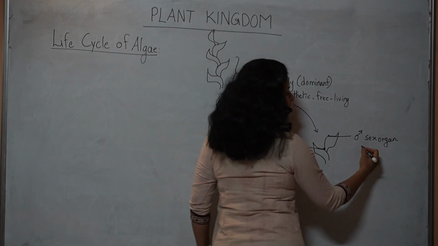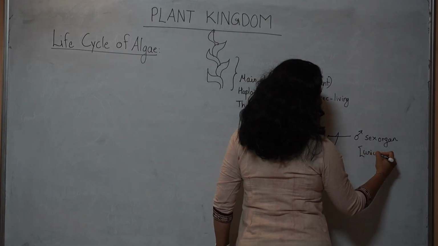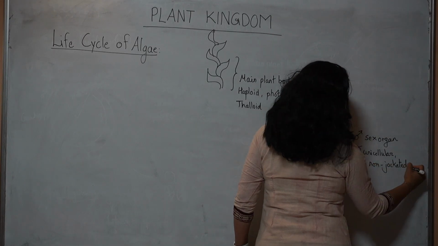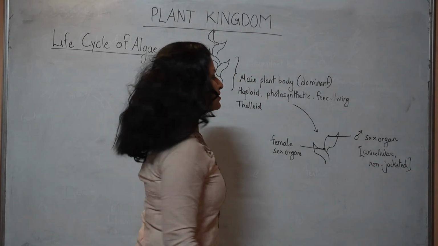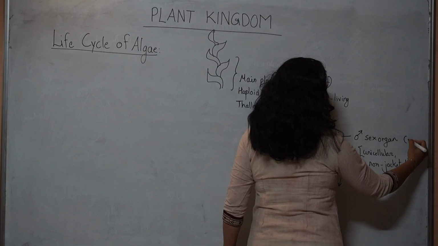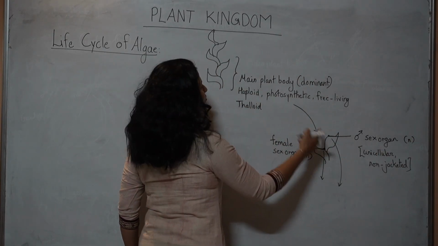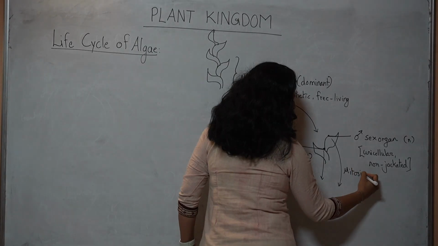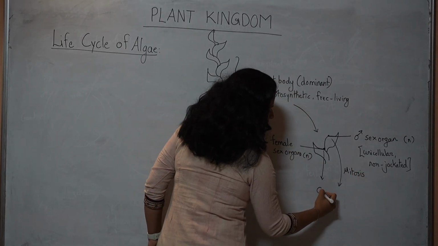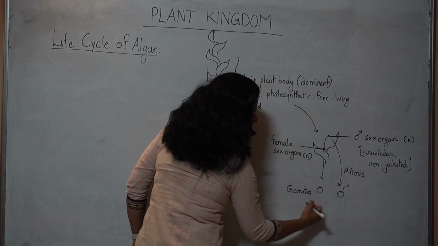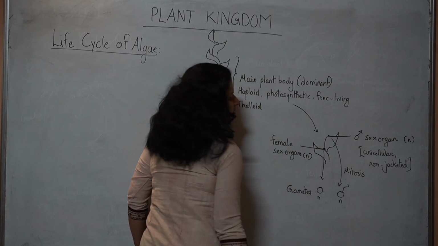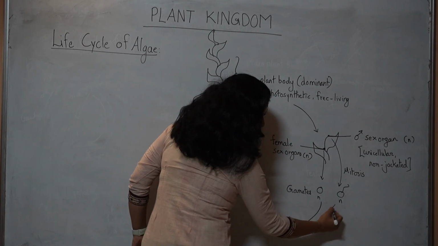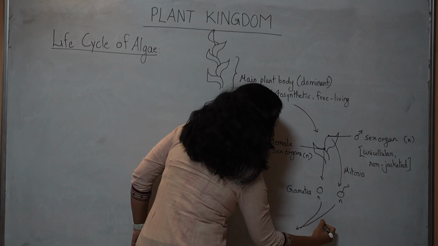What do you know about the sex organs? They are unicellular and non-jacketed except for Chara. Remember, we have already discussed this. These sex organs are also going to be haploid since they are formed on the haploid plant body, and they will undergo mitosis and produce the male and the female gametes. Let's say this is the female gamete and this is the male gamete. Both the gametes are going to be haploid, which will fuse together by the process of syngamy.